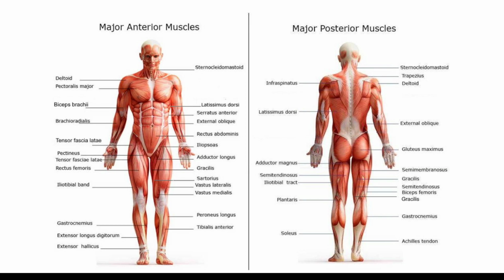muscles. The one thing I will note is the two names at the top. We've got anterior muscles and posterior. In anatomical terms, anterior means anything at the front, posterior means anything at the back.